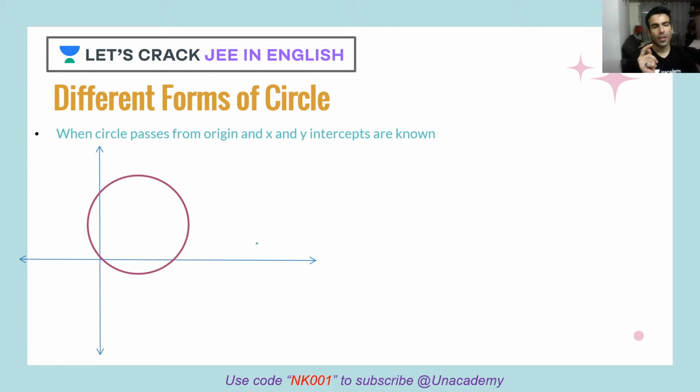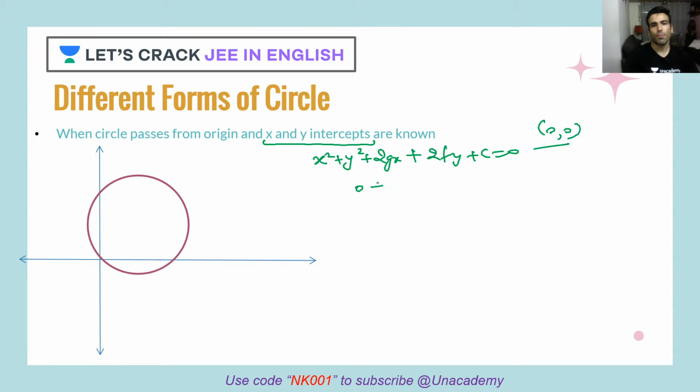Different forms of circle. When the circle passes through the origin and its x and y intercepts are known to you. Oh, great. So see here, when someone says that it is passing through the origin, that means it is satisfying the origin. If this is the general equation, I have assumed it should satisfy the origin. 0 comma 0, that means 0 plus 0 plus 0 plus 0 plus c is equal to 0. So that clearly says the constant term needs to be 0. True. So the first condition tells you c needs to be 0.